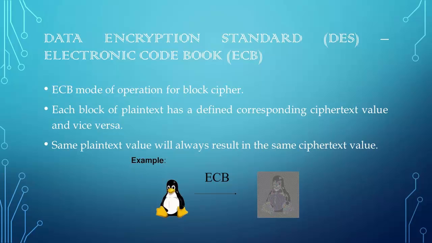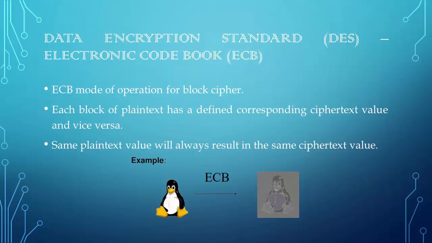Electronic Code Book, or ECB. This is another mode of DES operation with the characteristic that each block of plaintext has a defined ciphertext value and vice versa. So basically the same plaintext value will always result in the same ciphertext value. ECB is usually used when a volume of plaintext is separated into several blocks of data, each of which is then encrypted independently of other blocks. ECB has the ability to support a separate encryption key for each block type.